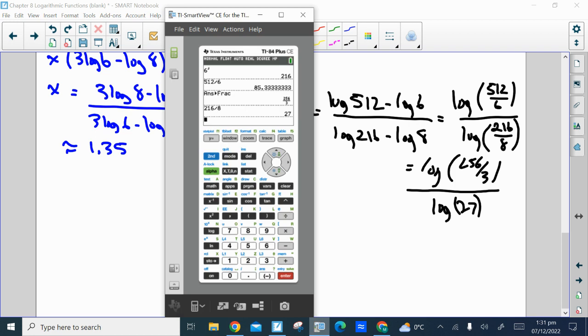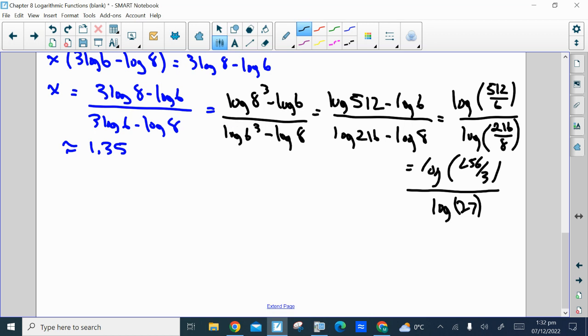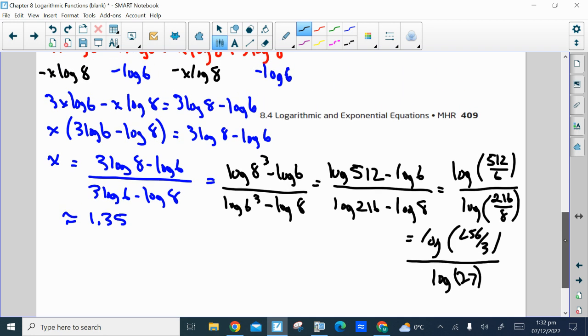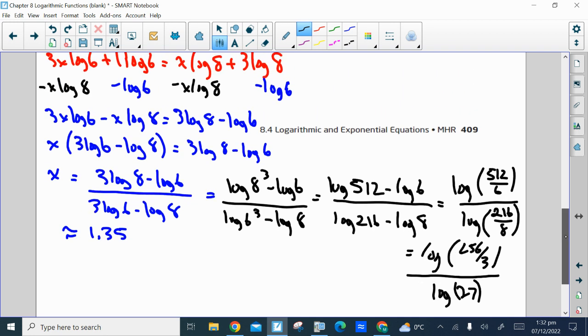And just to check to make sure we get the same answer, we'll have the log of 256 over 3, close the bracket, divided by the log of 27, gives us the 1.35. Okay, so they may simplify it in order to, again, just write it in a simpler form. It has the same value as what we started with, but obviously it's simpler because you combined as many terms as you could.